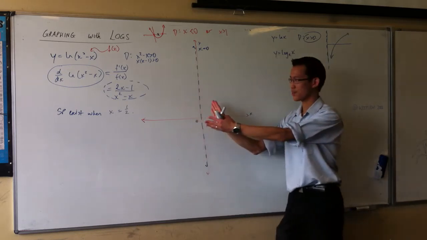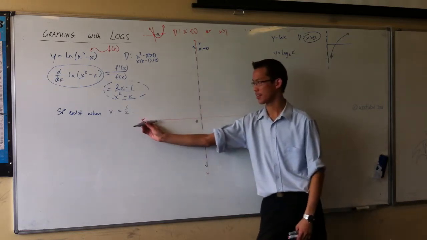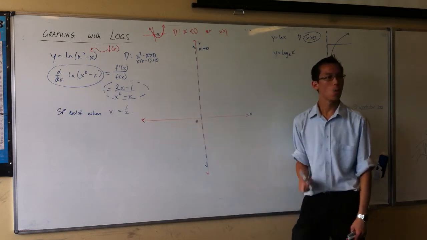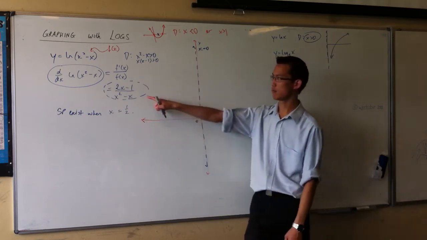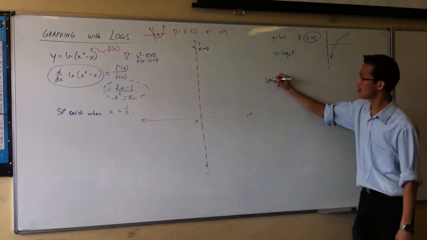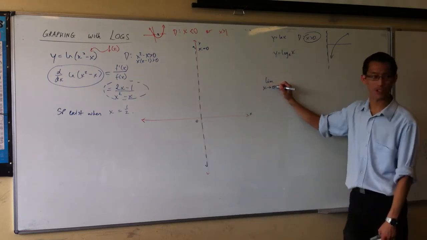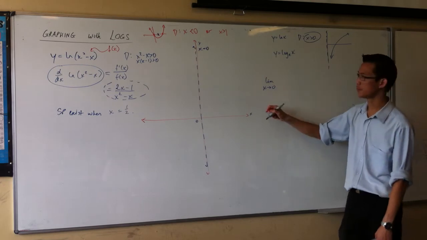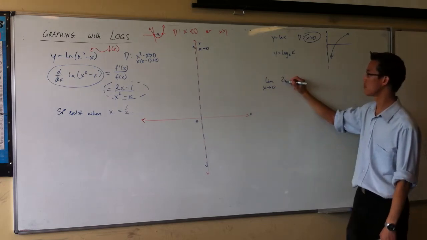As I get closer to the origin, going from left to right, what's happening to the gradient? How's the gradient changing? What's it approaching? This is the question I'm asking. What's the limit as h approaches 0 of that derivative?